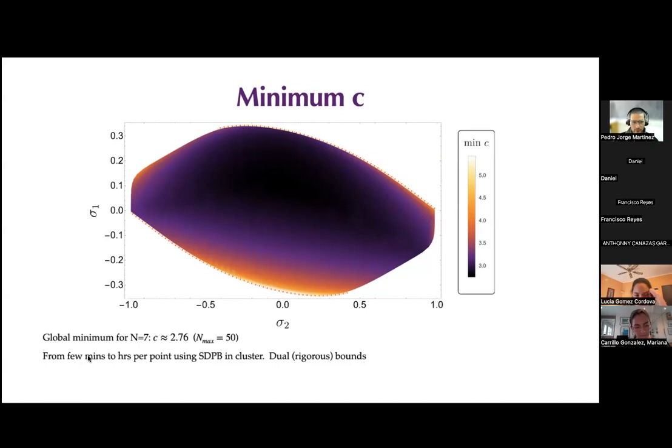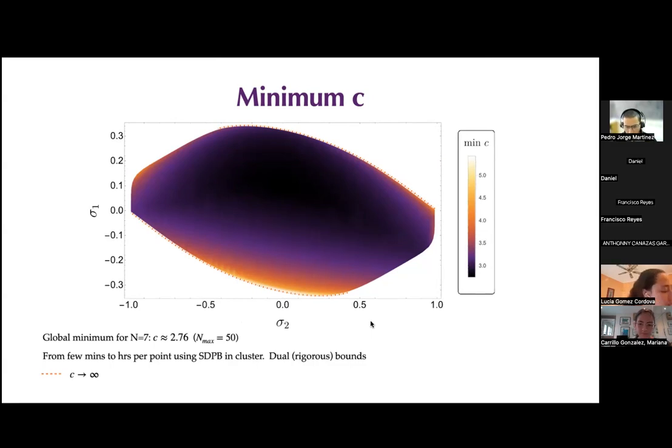Okay, so about numerics, you can take from minutes to hours per each point using some program for positive semi-definite matrices, SDPB in the cluster. So yeah, it's complicated to get these plots, but you can do it. There are rigorous bounds. And finally, these dashed lines are actually the points at the boundary where we know the S matrix, and we know that C should be infinity.